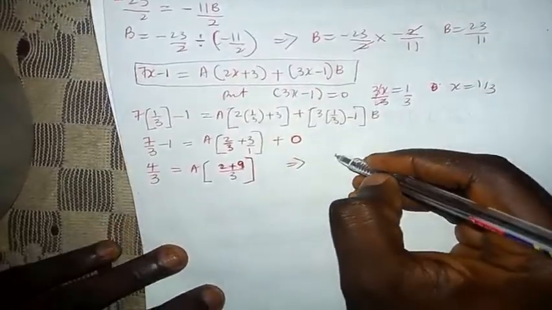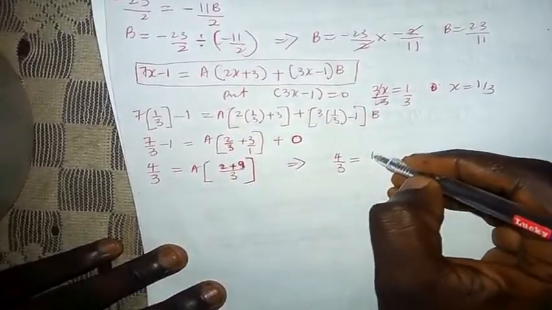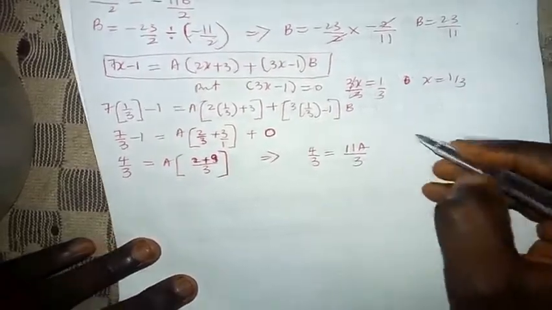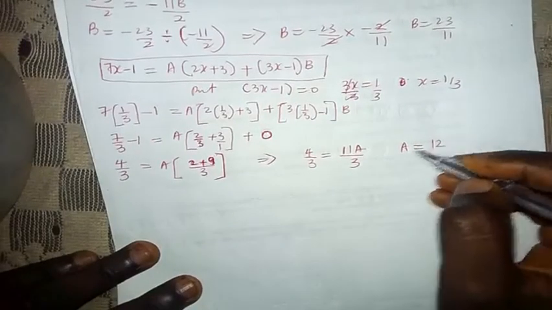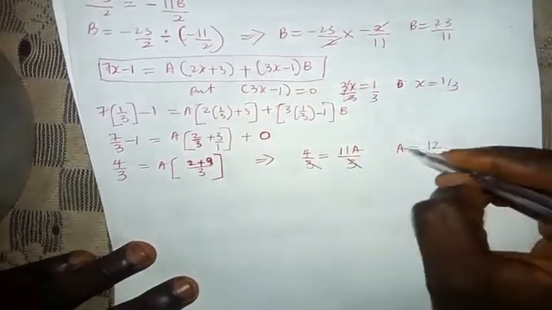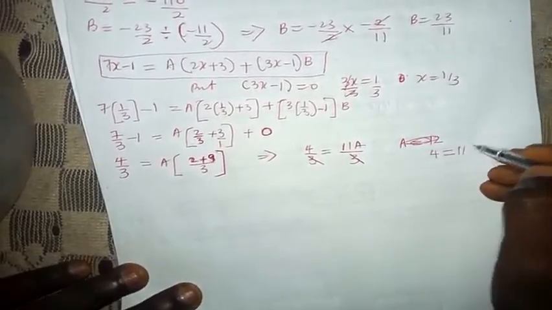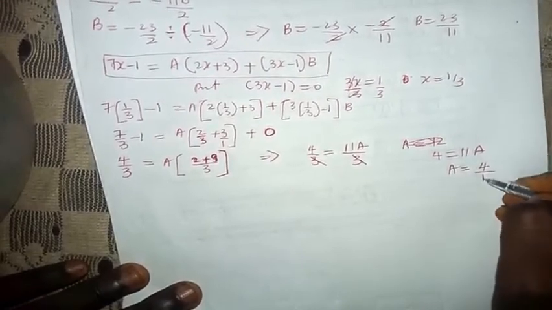So that will be 4 over 3 is equal to 11a over 3. So we say a will now be equal to, that's 12 a, this cancels this. I don't need to do that. So 4 is equal to 11a.